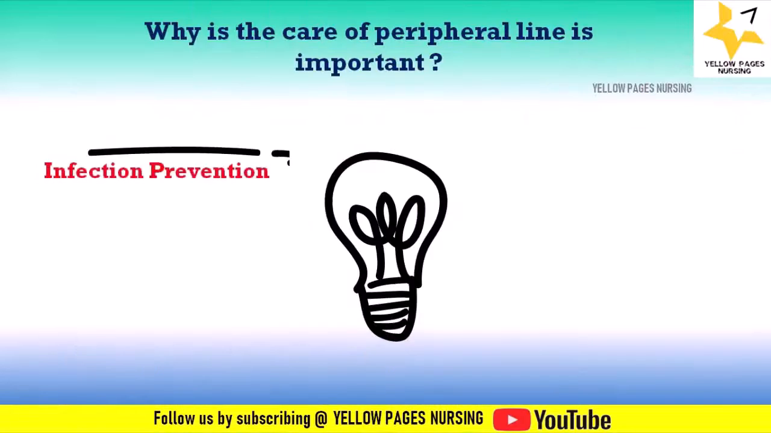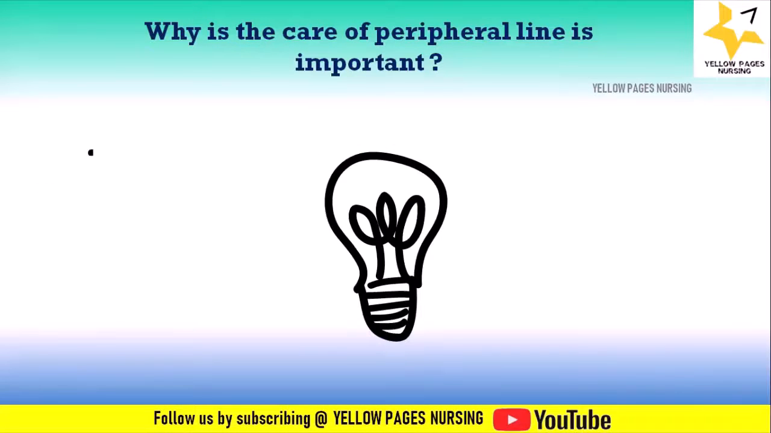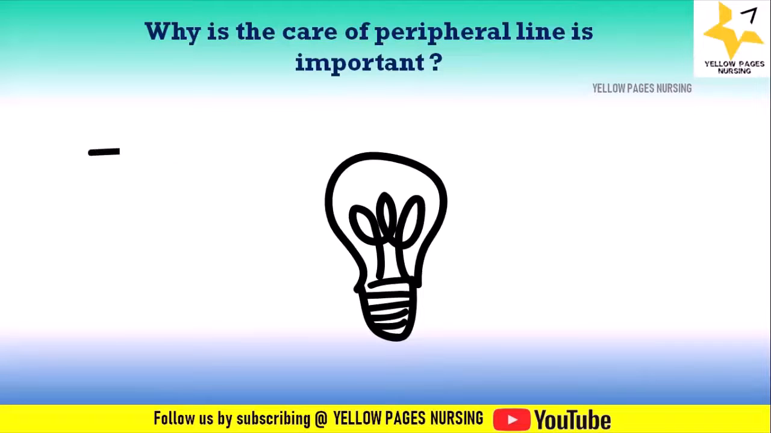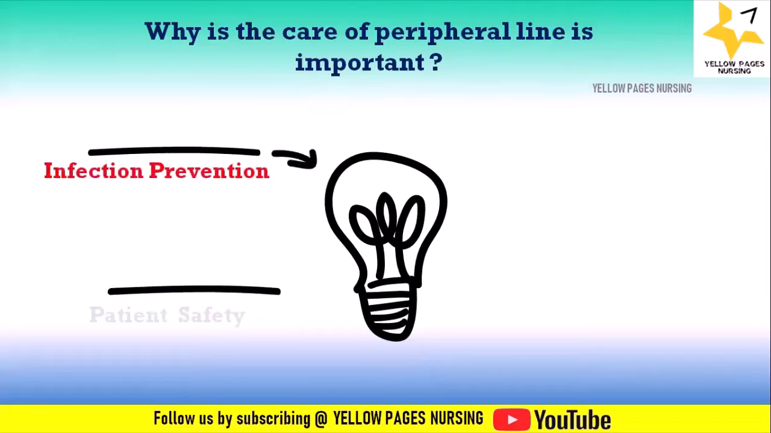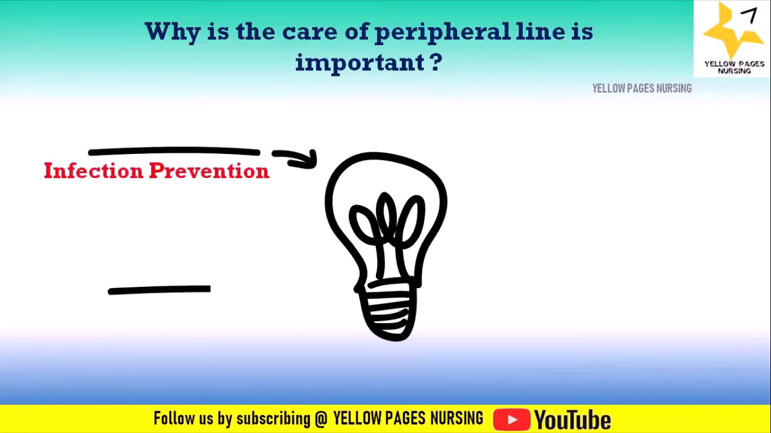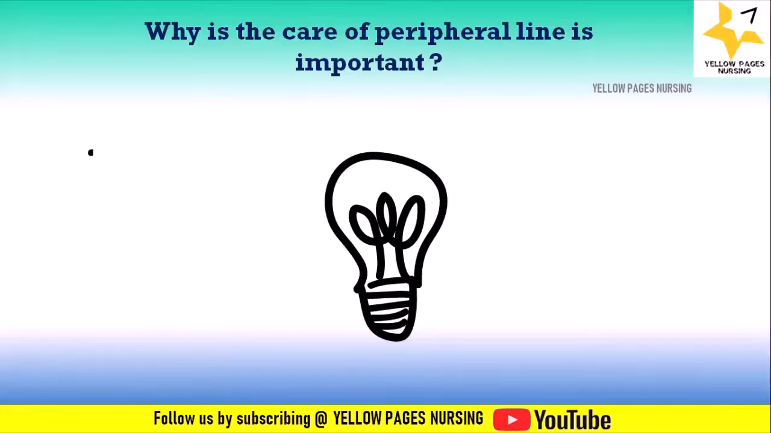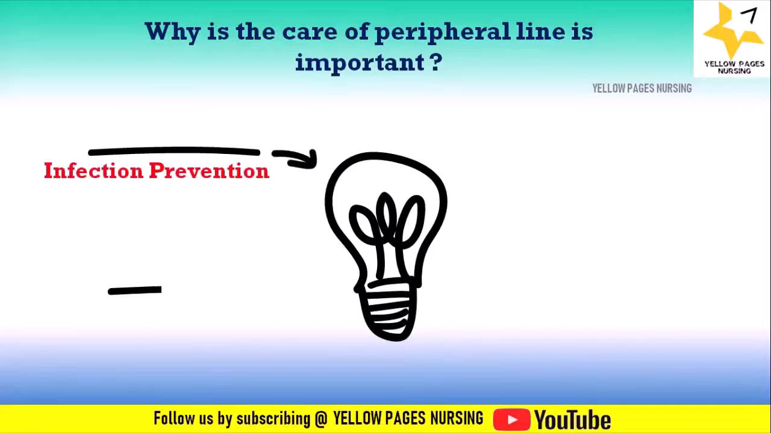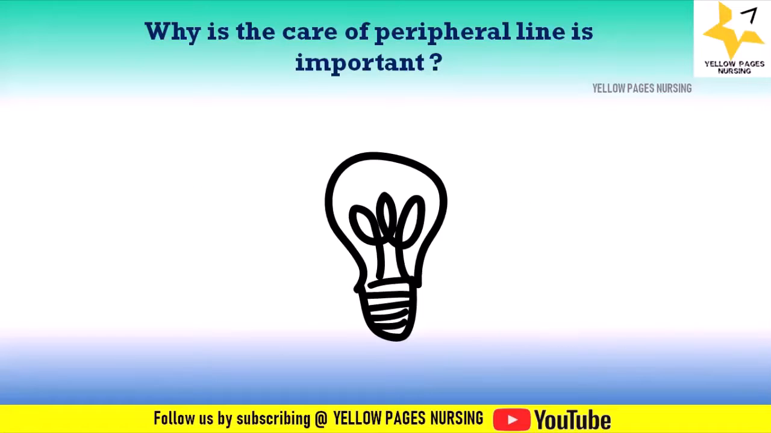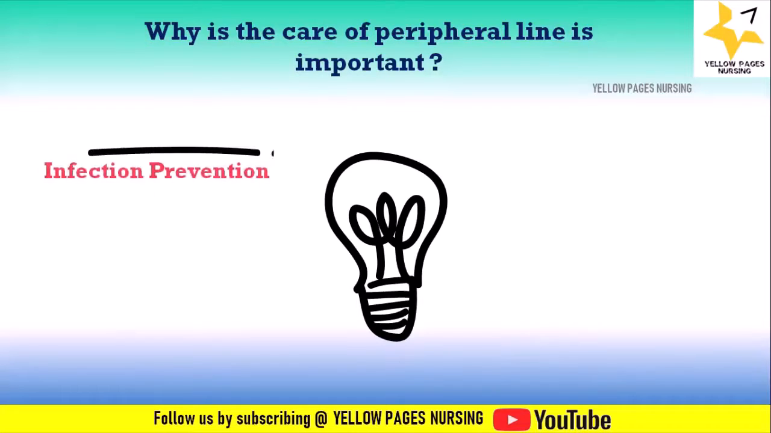First is infection prevention. Proper care of a peripheral IV line helps prevent infections at the insertion site and bloodstream infections. Next is patient safety. Patients rely on peripheral IV lines for the administration of medications, fluids, and blood products. Ensuring the safety of these lines avoids complications and discomfort.